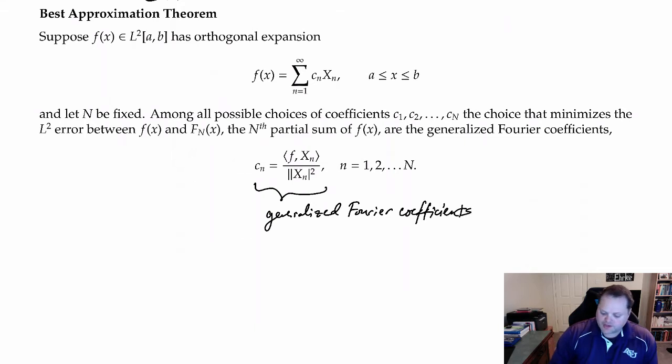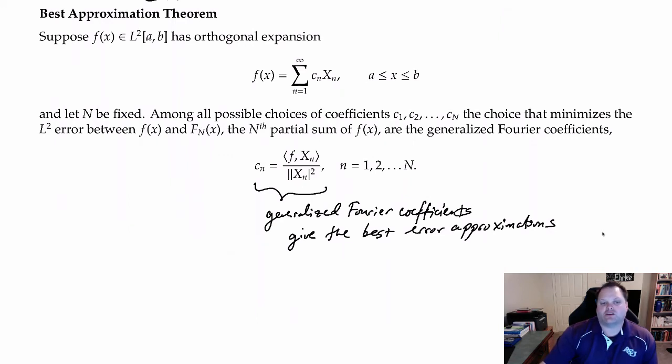And what this theorem says is generalized Fourier coefficients give the best error approximations, meaning they are the fastest to converge. They give the best pointwise error across the interval. We're studying the best possible approximations when we study the Fourier series. They're better than Taylor series, way better than Taylor series. Now, do they converge faster? In some cases, yes. In some cases, no. But they are the best in terms of ultimately getting a good approximation of the function. They will give you the best error.